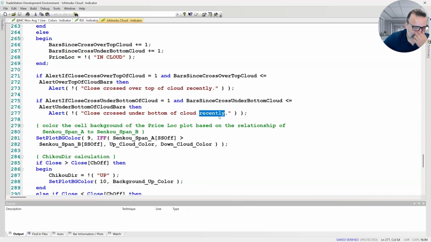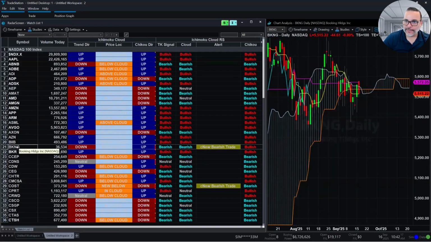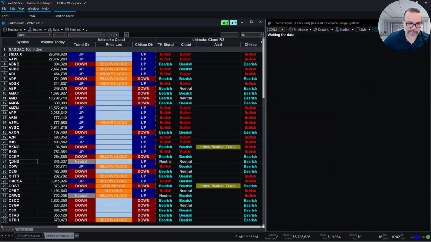So that's the nature of the alert here, that it crossed over recently. Notice that it has the word recently inside of the alert message, but that is probably not in the current bar, but it happened recently. And that's exactly what we see here in this example. ARM is triggering the alert because it crossed over the cloud recently. It happened 1, 2, 3, 4, within 5 bars. Let's take a look at another one here. This is BKNG, Booking Holdings. And yes, we have a cross over the cloud on the current bar. That's one that is happening as we speak.